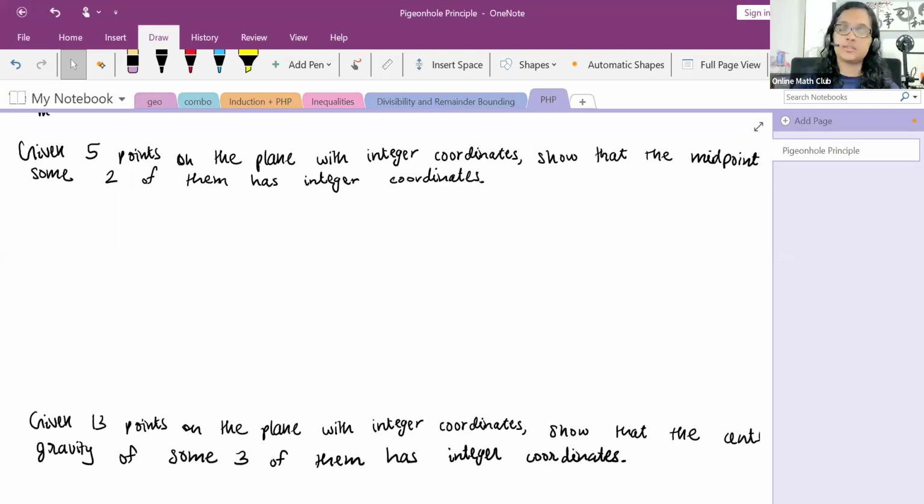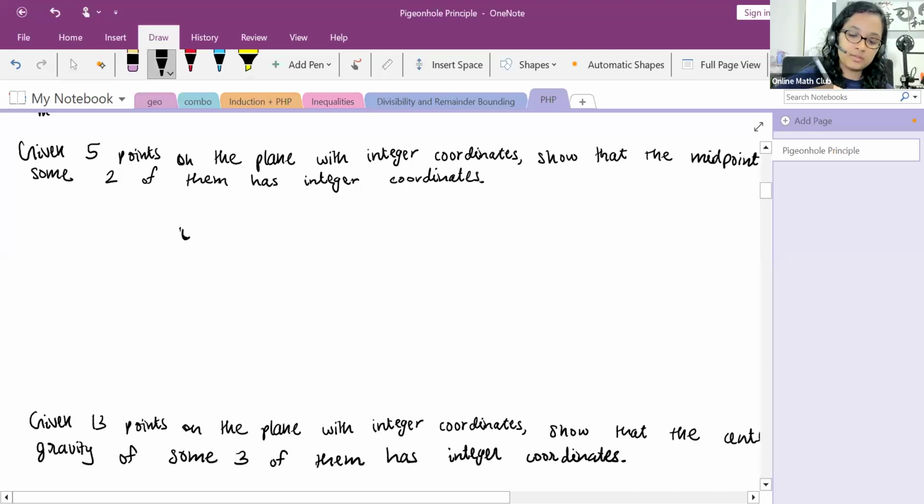Okay, so the idea is you look at the possible parities you can have of the points. So the possible parities are odd, even; odd, odd; and even, right? These are the only possibilities.